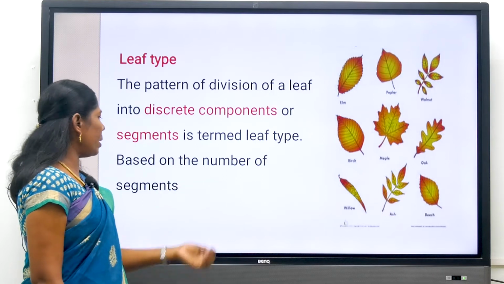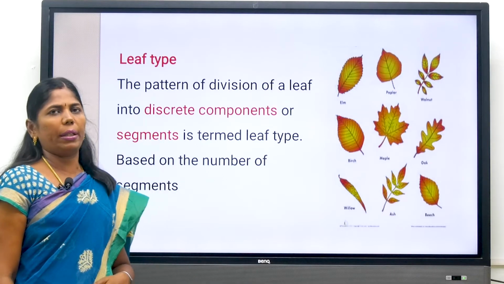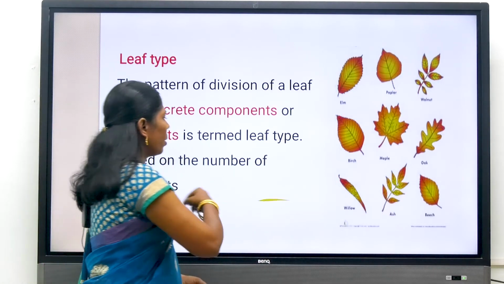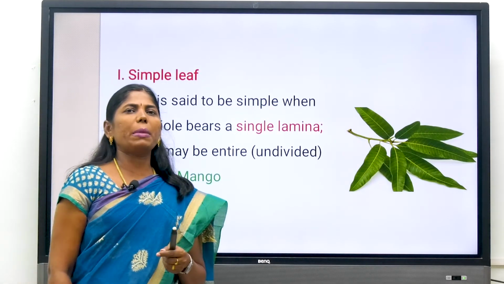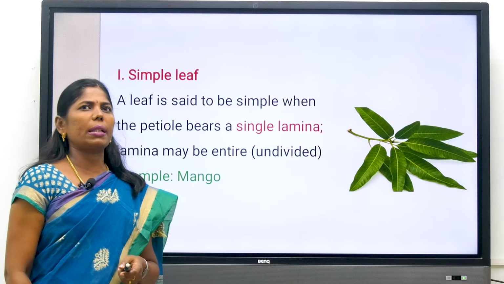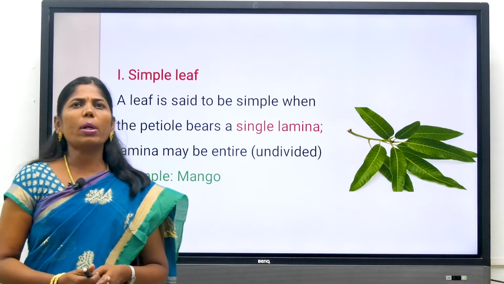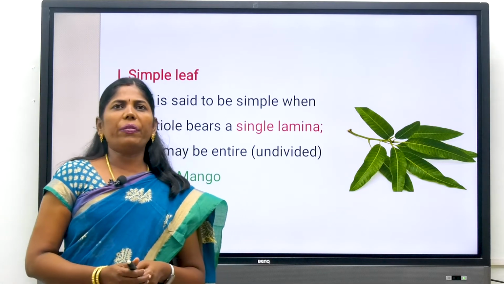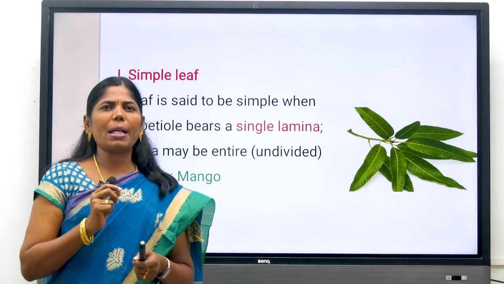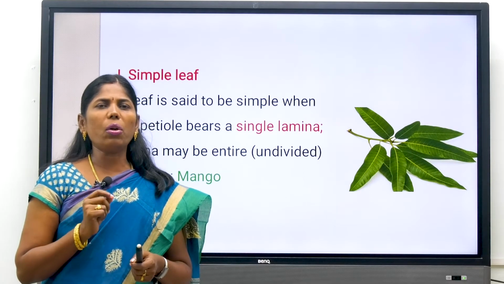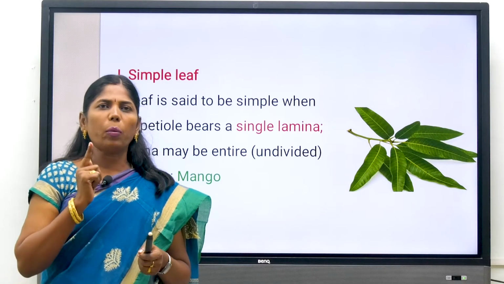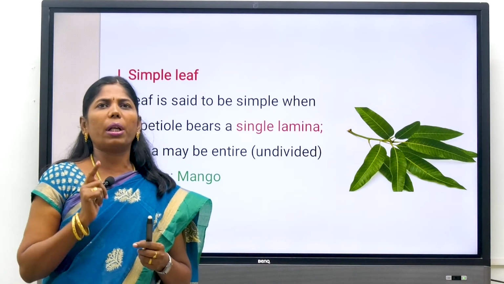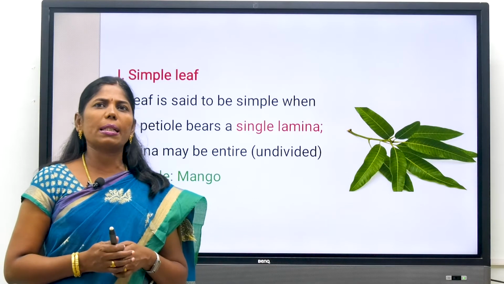So based on the number of segments, leaves are classified. The first one is a simple leaf. So what is a simple leaf? A leaf is said to be simple when a node gives only one leaf. Okay, so if only one leaf arises from a node, from the petiole, that is considered a simple leaf.